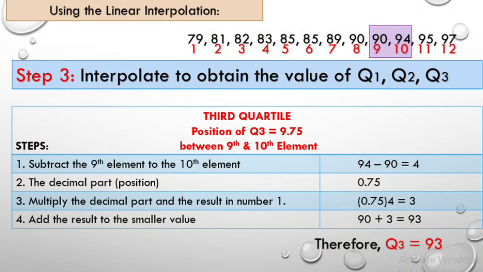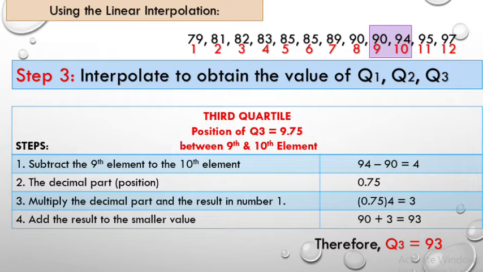Next, our third quartile, ipapakita pa rin po natin kahit pareho lang naman po sila ng steps. The position of our third quartile is 9.75 between 9th and 10th element. So first, subtract the 9th element from the 10th element. We have 94 minus 90. The answer is 4. And the decimal part is 0.75. Imumultiply natin yan doon sa resulta ng first step. So, 0.75 times 4, the answer is 3.